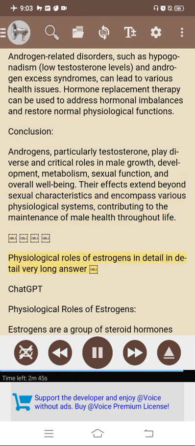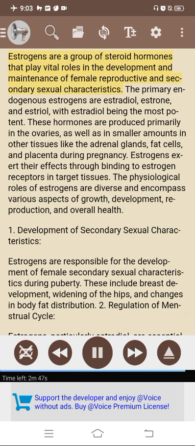Physiological roles of estrogens in detail. Very long answer. ChatGPT. Physiological roles of estrogens. Estrogens are a group of steroid hormones that play vital roles in the development and maintenance of female reproductive and secondary sexual characteristics. The primary endogenous estrogens are estradiol, estrone, and estriol, with estradiol being the most potent.